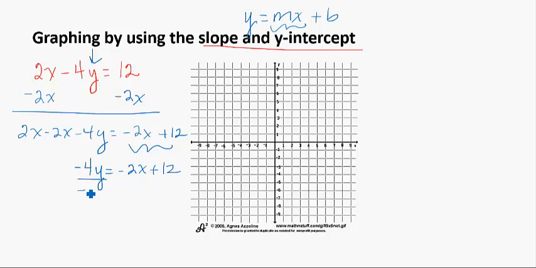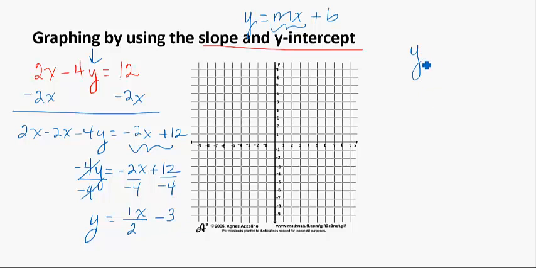And the last thing I'm going to do is divide everything by -4, because our goal is to isolate our variable. When I do that, I get y equals... -2 divided by -4 is going to give me a positive 1/2 x. We don't usually see the 1 there, but you can write it as 1/2 x - 3, because 12 divided by -4 is -3.